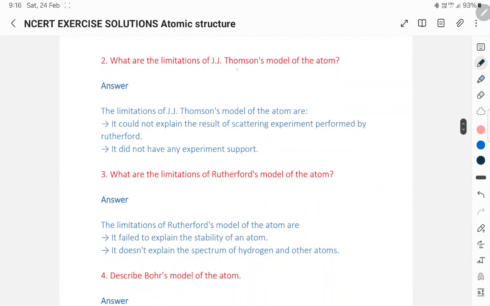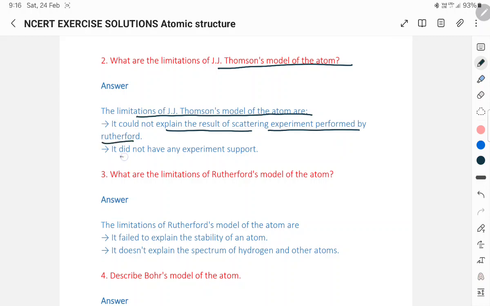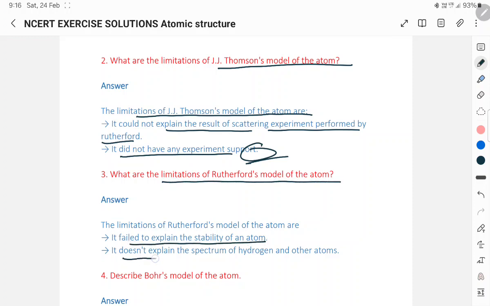What are the limitations of J.J. Thomson model of atom? Limitations of J.J. Thomson model of atom are: it could not explain the result of the scattering experiment performed by Rutherford. It did not have any experimental support, right? What are the limitations of Rutherford model of atom? It failed to explain the stability of an atom. It does not explain the spectrum of hydrogen and other atoms, right?